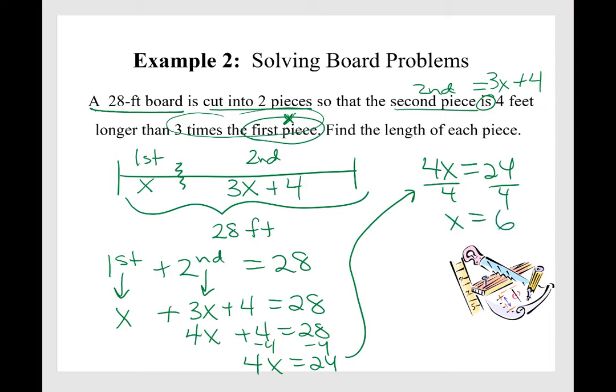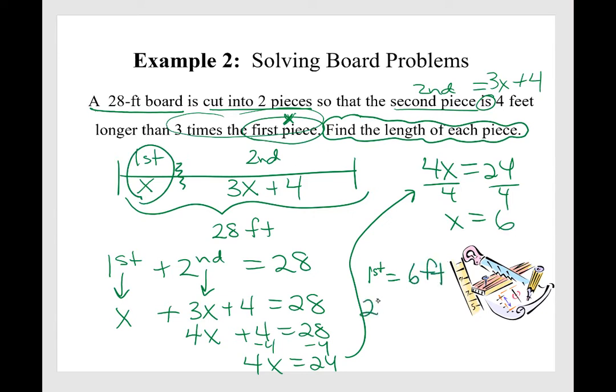Now let's go back and answer the question. And this is usually where students mess up, okay? Make sure you're answering the question. The question says, find the length of each piece. Okay, so what's the first piece? The first piece is just x, and x is 6, so it's 6 feet. And then we're going to go, what is the second piece? Okay, here's the second piece right here. 3 times x, well, the x was 6, so 3 times 6 is 18. 18 plus 4 is 22 feet.